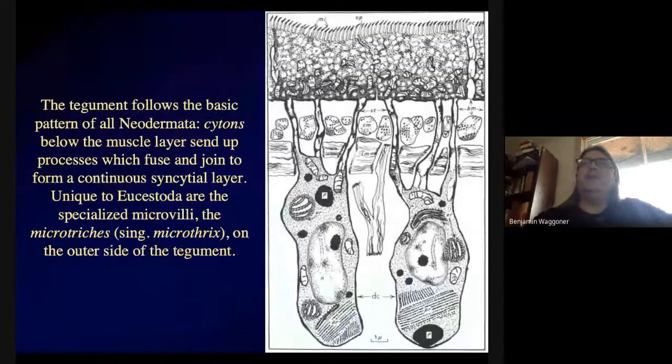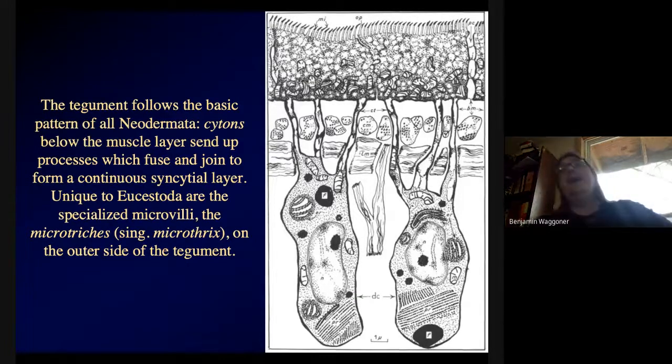And the tegument is your basic one for Neodermata. You have those cytons, those cell bodies under the muscle layer, the ones that have the nuclei and most of the organelles. And they send up these projections through the muscle layers that spread out over the old ciliated epidermis and join together to form a continuous layer, a continuous syncytium. And unique to tapeworms, you have those microvilli called microtrichs on the outside of the tegument. They probably give the worm some traction, keep it from sliding out of the intestine where it lives. They also probably increase the surface area.